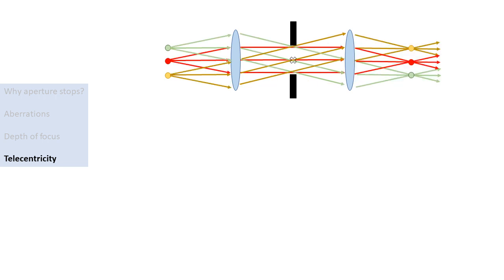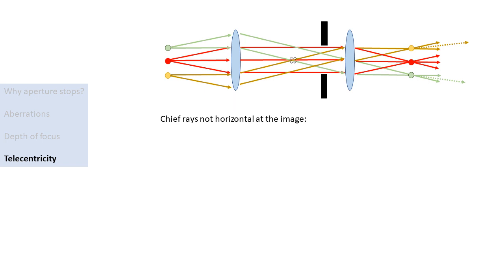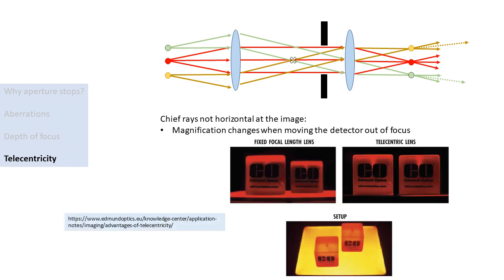Now let's see what happens if we shift the aperture stop. We see that for the off-axis point sources, the cones of rays don't travel horizontally anymore through the image plane, since the chief rays aren't horizontal. This means that the magnification of the image changes as the detector moves out of focus. So if we have two objects at different distances, then in a non-telecentric system, the images will have different sizes, whereas in a telecentric system, the images will have the same size.